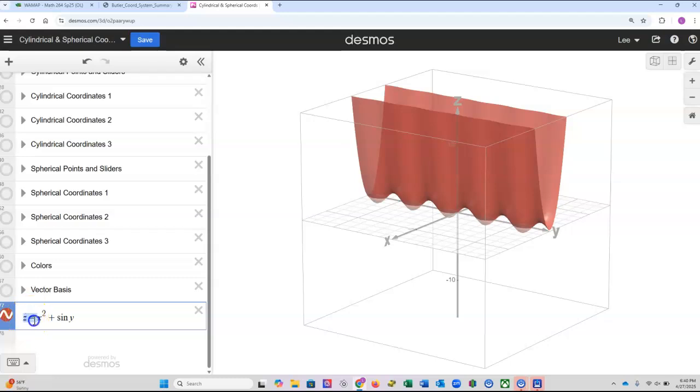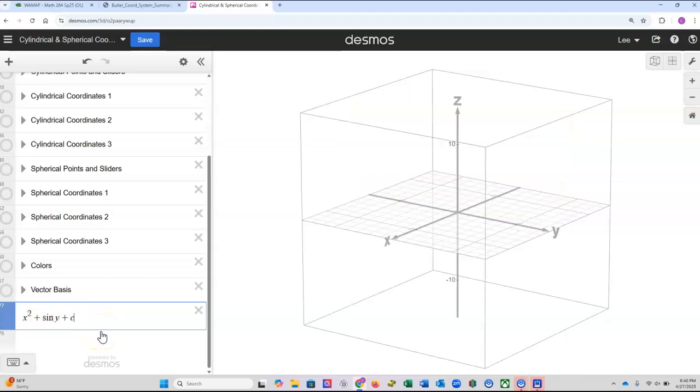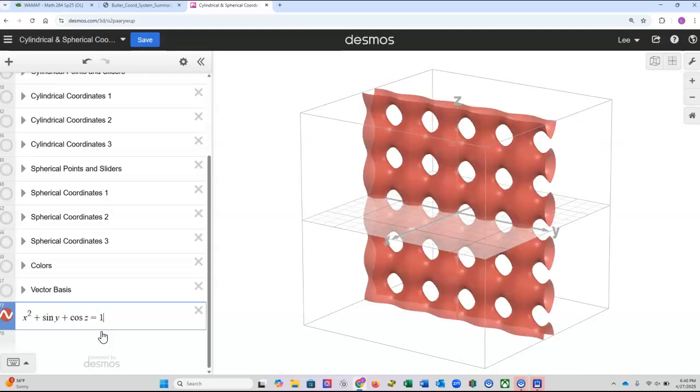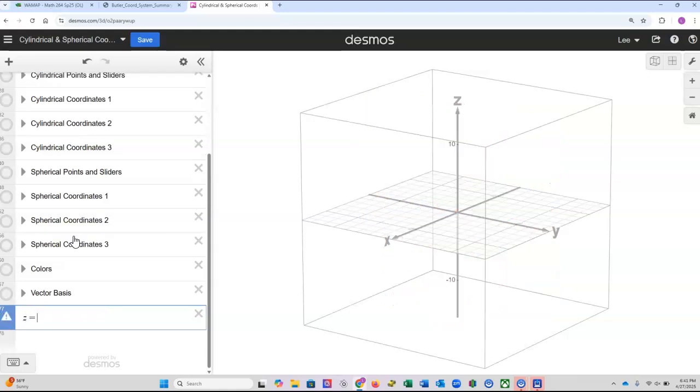Desmos will handle a lot of other stuff too, like x squared plus sine y plus cosine z equals 1, and then it'll show you what that surface looks like. So it'll do implicit surfaces as well. It'll also do cylindrical and spherical, as long as you use the correct names. So if I want to use z is r sine theta, then it'll plot that.